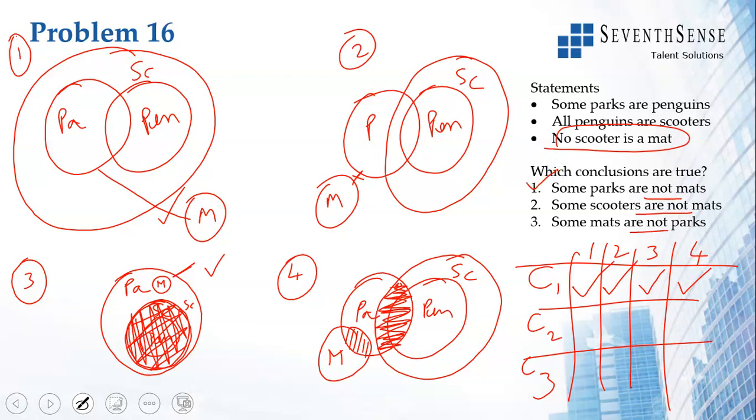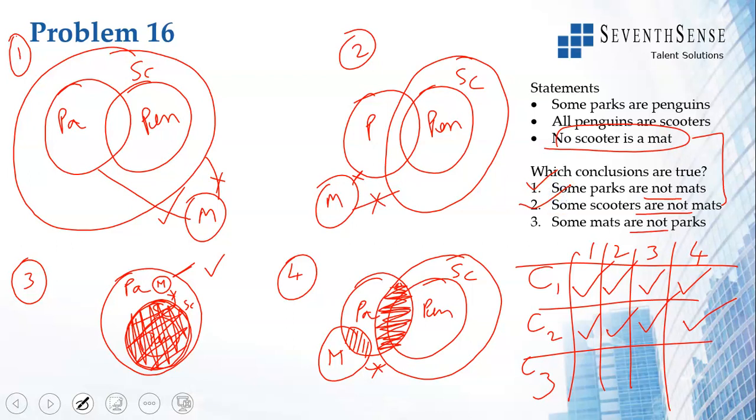Let us look at the second one. Some scooters are not mats. I don't even have to look at the diagram. Here it says no scooter is a mat, so some scooters are not mats is definitely true. If you look at the diagrams also, you will see that there is no overlap between scooter and mats. True. Conclusion 2 is also true.